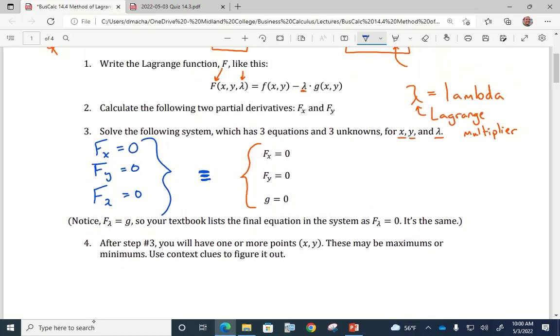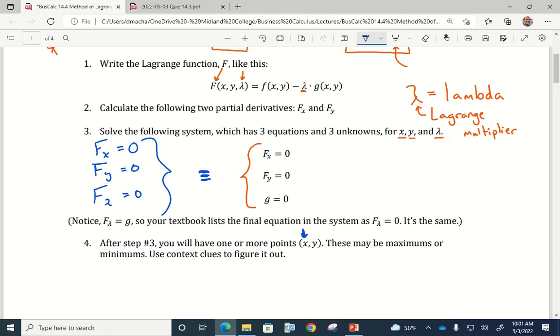And then the last step, you're going to have at least, well, not necessarily, but if it's a well-written problem, you'll have one point x and y that satisfies this system of equations. Sometimes you'll have more than one point that works out here. Sometimes there's more than one maximum or more than one minimum.